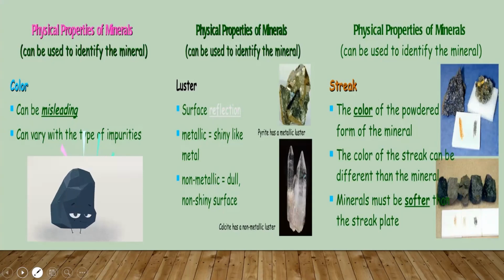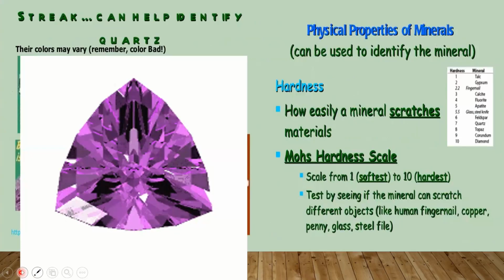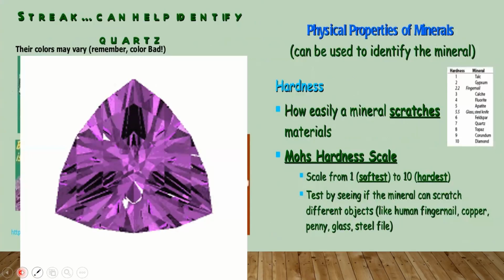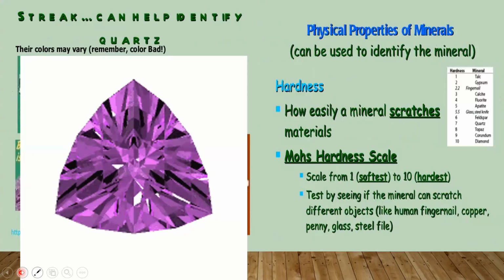Then streak. The color of the powdered form of the mineral can also be one of the properties to identify what type of mineral it is. The color of the streak can be different from the color of the mineral. Minerals may be softer than the streak plate. A streak can help to identify quartz, though their colors may vary. Remember, color is unreliable.